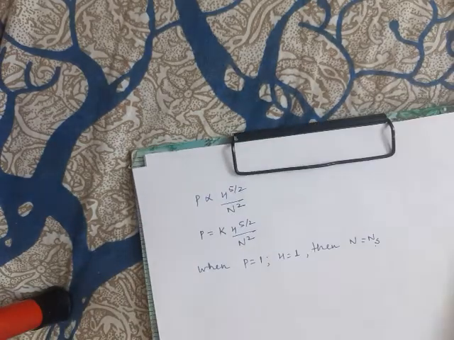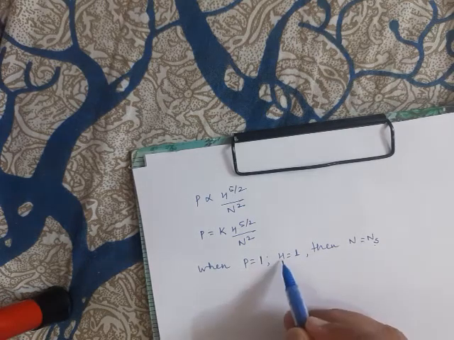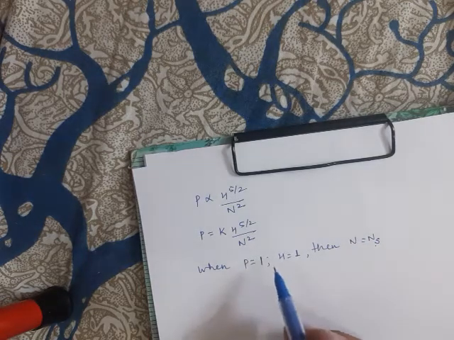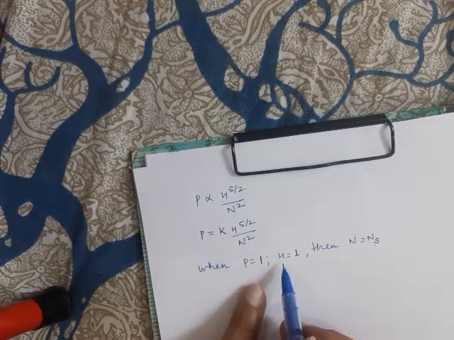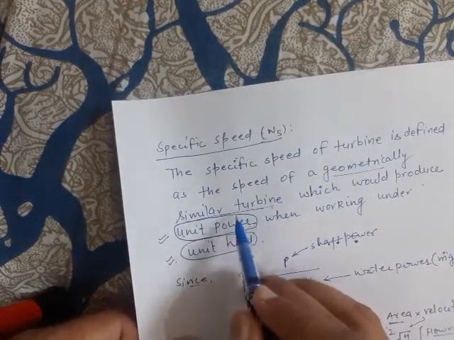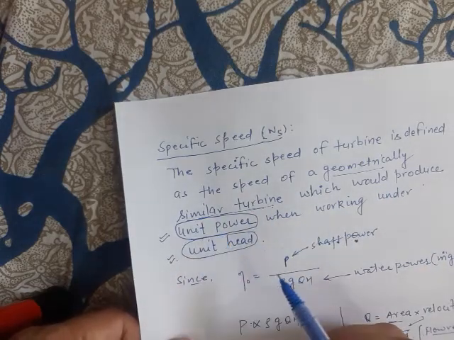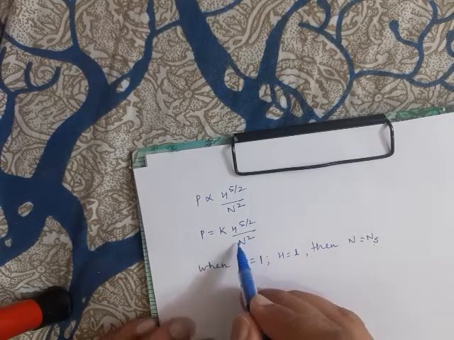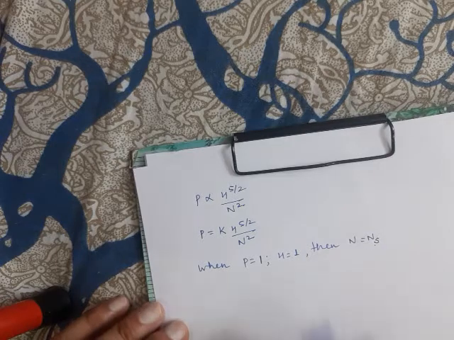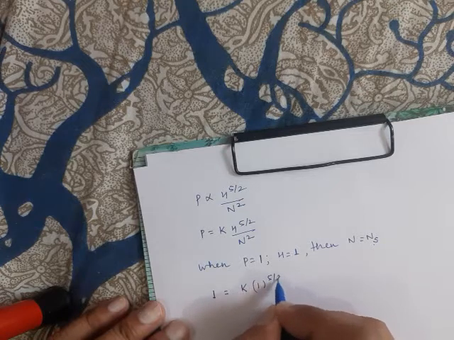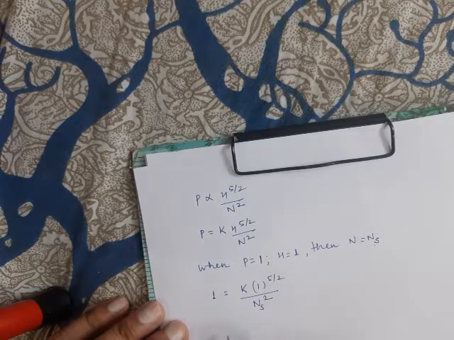So please observe, when P is unity and H is unity, then the speed at which the turbine is operating is the specific speed. So I have put P equals 1, H equals 1 and N equal to Ns. This is from the definition: it is the speed of a geometrically similar turbine working under unit head and producing unit power. So P equals 1, H equals 1, then N would be equal to Ns. So from here, Ns square comes out equal to K.